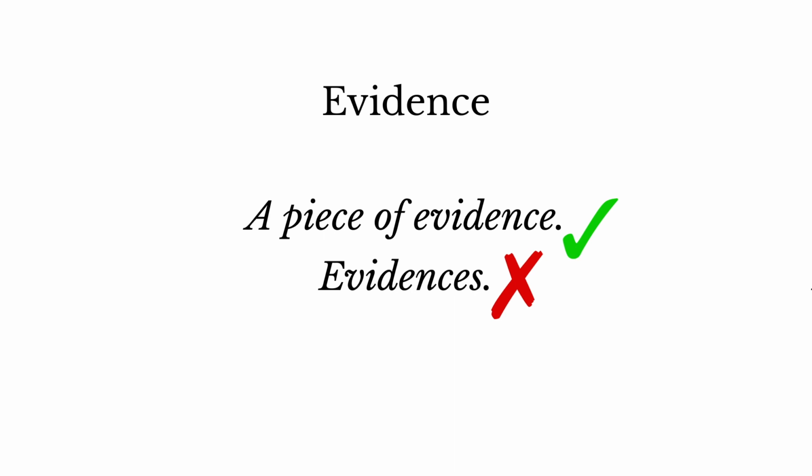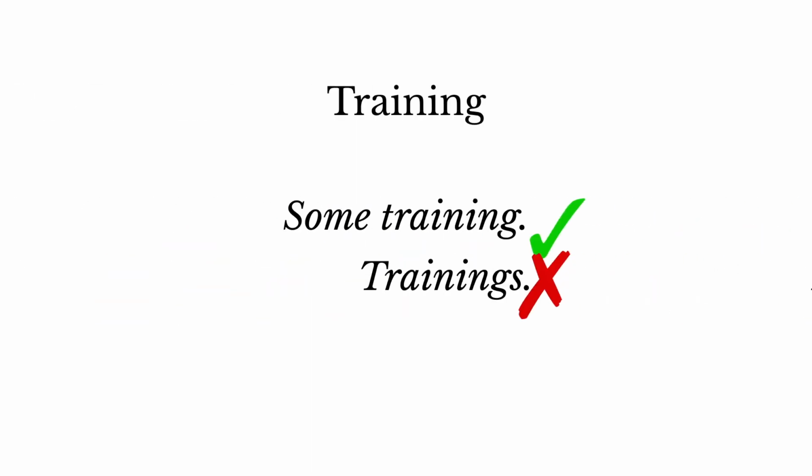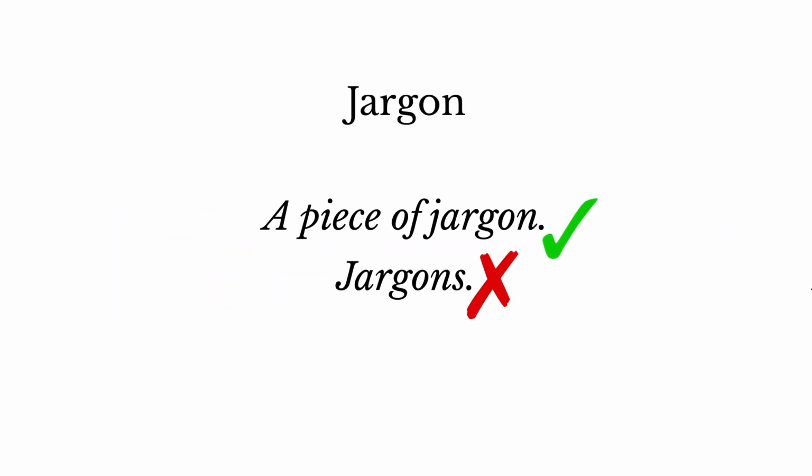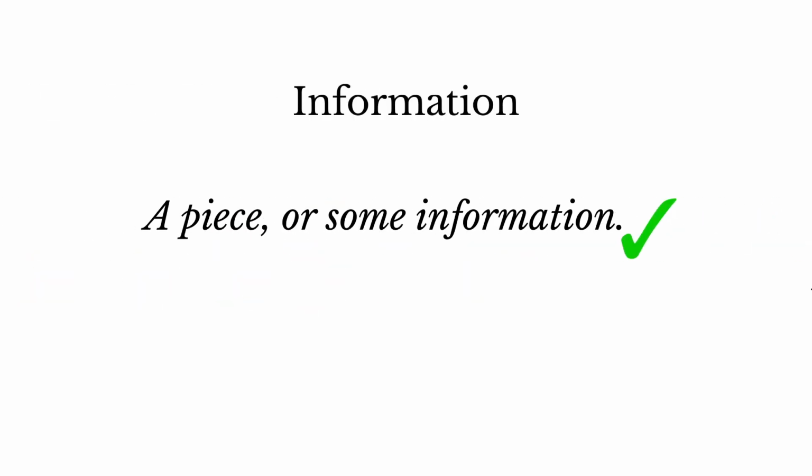Other common uncountable nouns my students often use incorrectly include evidence. It should be a piece of evidence, not evidences. Research, again, a piece of research, not researches. Training, so some training, not trainings. Jargon, a piece of jargon, not jargons. Homework, it might be a batch or pile or lots of homework or some homework, but definitely not homeworks. Information, again, a piece of information or some information, but not informations.